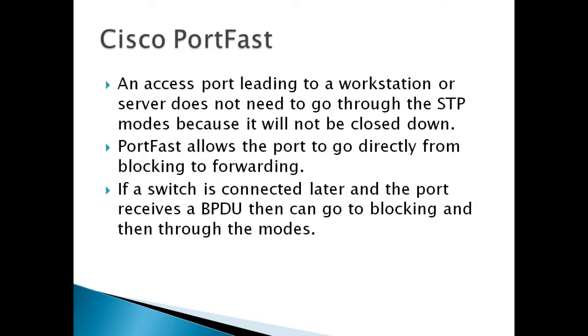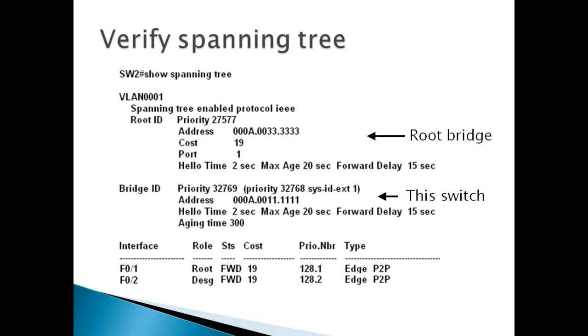Cisco PortFast. An access port leading to a workstation or server does not need to go through the STP states because it will not be closed down. PortFast allows the port to go directly from blocking to forwarding. If a switch is connected later and the port receives a BPDU, then it can go to blocking and then through the states. Verify spanning tree with show spanning-tree.